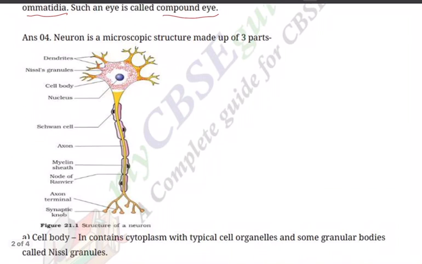And question 4, diagram based question. Neuron is a microscopic structure made up of three parts. One is the head portion, another is the tail portion. The head portion is called cyton, the cell body, and the tail portion is called axon.